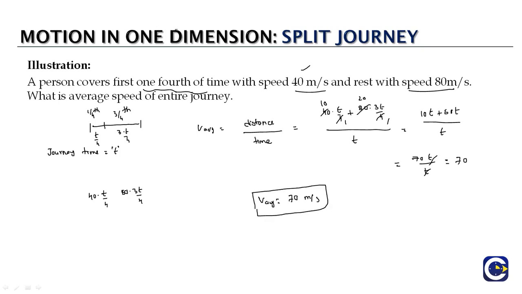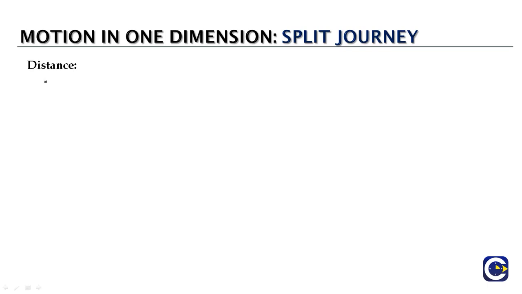For the first 1/4 of the time, it is traveling with a speed of 40 meter per second, and for the rest of the journey, which is 3 by 4th of the time, it is traveling with a speed of 80 meter per second. If this is the motion that we have, then the average speed for the entire journey is coming as 70 meter per second. Now let us take a look at the approach for problems where the split journey is in terms of the distance.